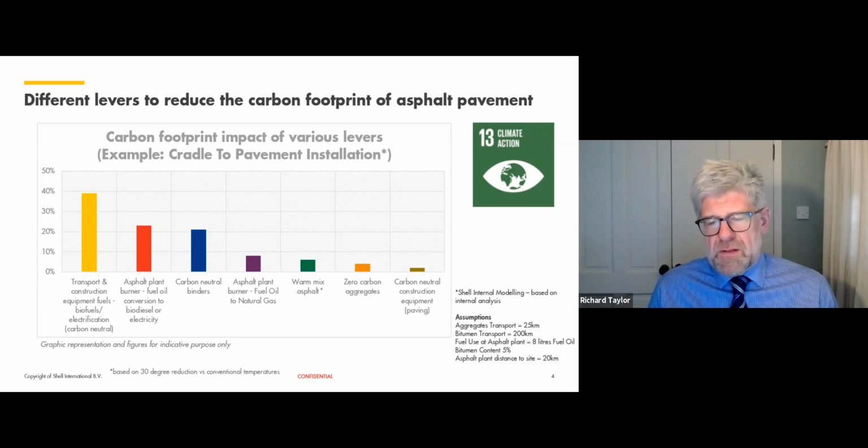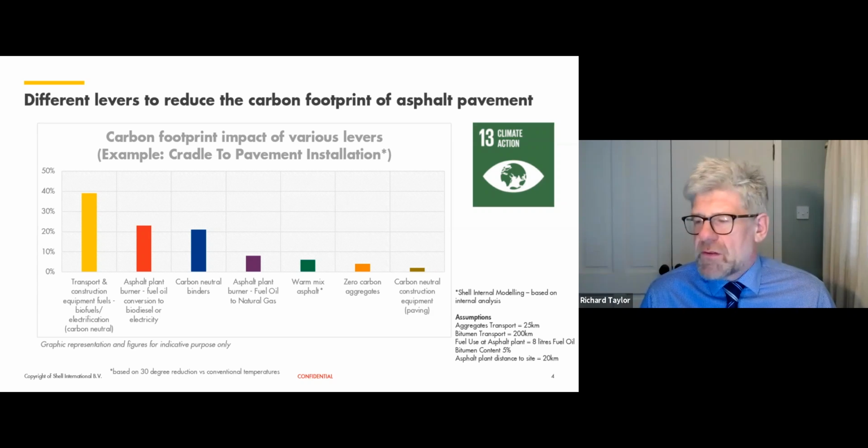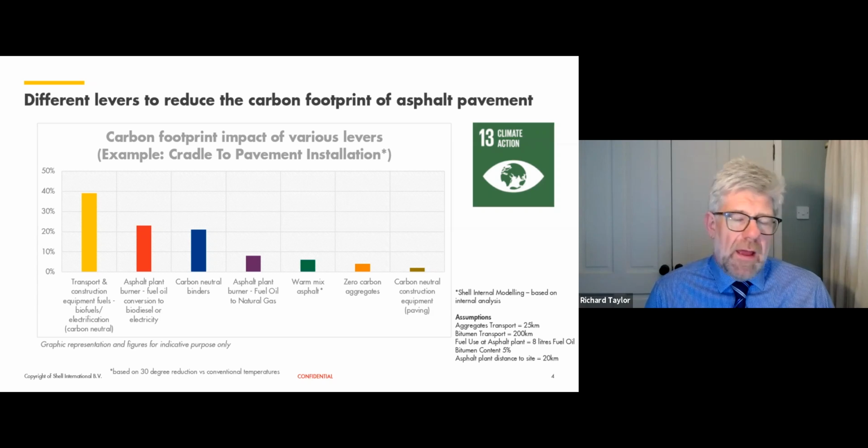And so if we start from the right-hand side, we would see that switching the pavers, switching the rollers, the construction equipment at the pavement side would make a measurable but relatively modest impact on an end-to-end square metre of pavement. Removing the CO2 from the aggregates would also have a modest but measurable effect. We all know well the impact of warm mix asphalt. Depending on the temperature reduction that you achieve, you may get as high as maybe 10% reduction in the pavement, and so on. If we were to remove the carbon from the bitumen itself, we may see a 20% reduction.